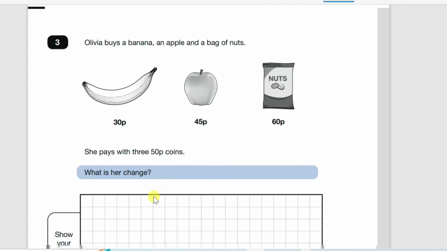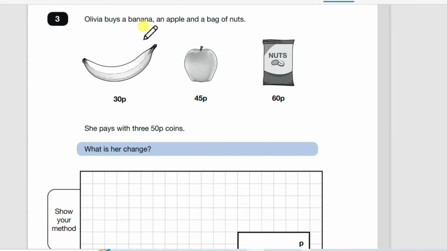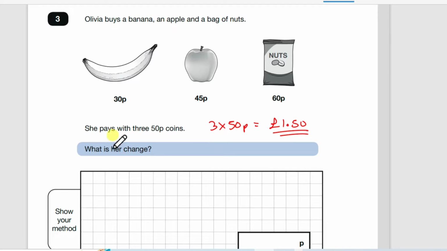Okay, next one. Olivia buys a banana, an apple, and a bag of nuts. And here are the costs of each of them. She pays with 3 50p coins. That's 3 times 50p, which is £1.50. Now, what is her change?